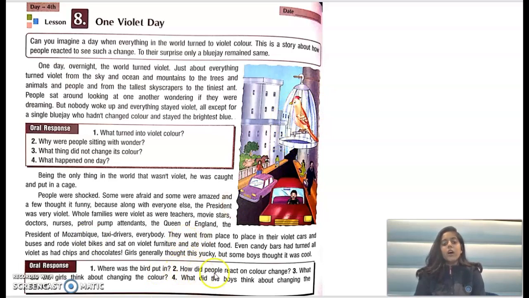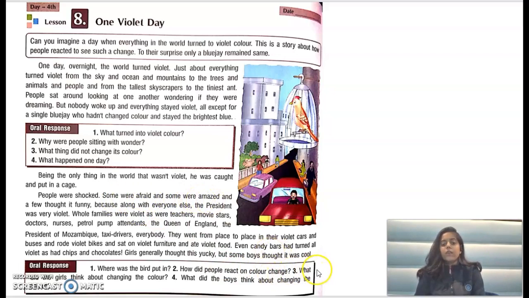Next one, how did people react to color change? So how did people react to color change? Various people reacted in various ways. Different people reacted in different ways. Some people were afraid, some were amazed, and few thought it was funny.